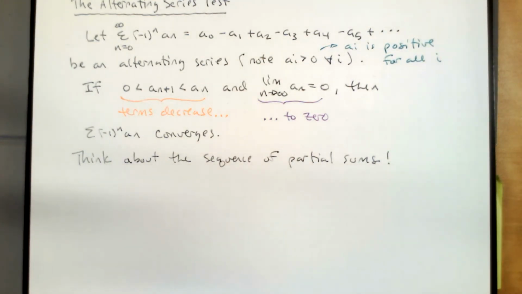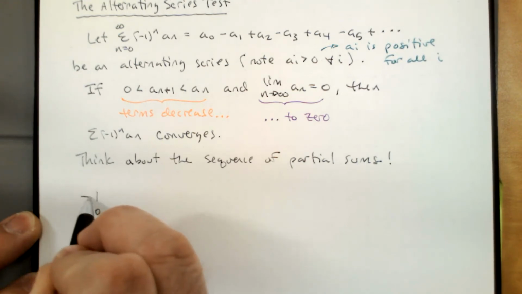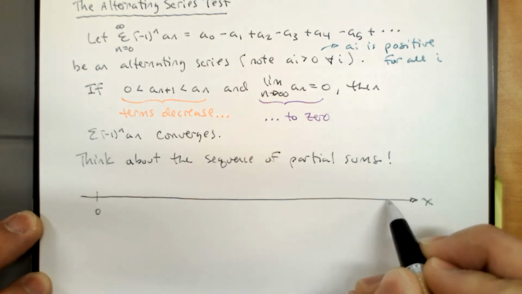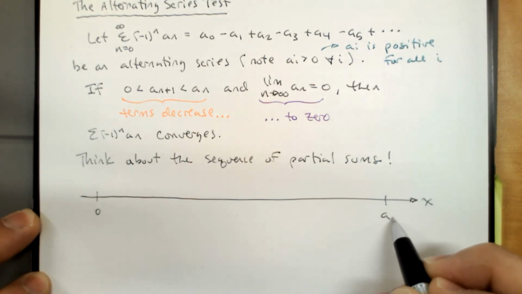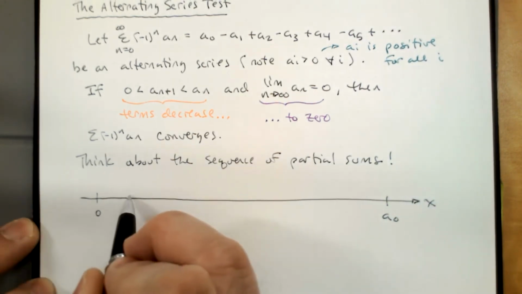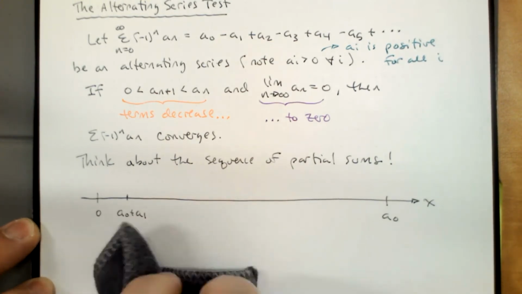If we think about the sequence of partial sums, we subtract after we add, but the amount that we subtract is less than we just added. Then we add less than we just subtracted. Then we subtract less than we just added. So if we start down here with 0 on the number line, and up here is the first term, A0. I add A0. Then I subtract A1, but A1 is less than A0. So I definitely don't go past 0.